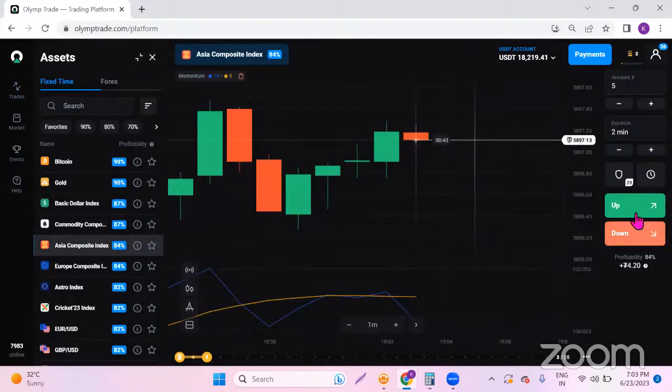This can be a downward trade. Let's just try to maybe risk it. I see a good downward trend here. I want to try this trade.